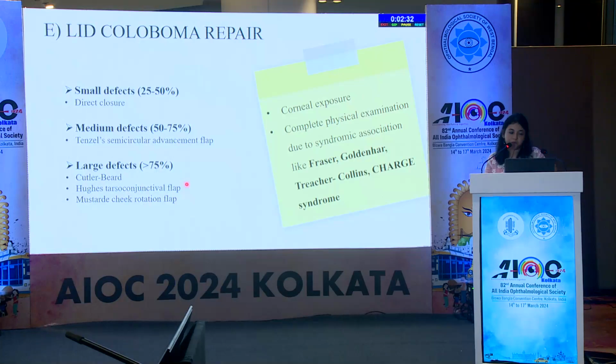A brief about coloboma repair. We won't go much into the depths of it because that involves a lot of reconstruction. Just remember that one, we have to do a complete physical examination in these patients to rule out syndromic associations like Fraser's and Goldenhar. And second, look at the amount of corneal exposure that occurs because of a coloboma. If it's too much and there is exposure keratopathy, it's important that we surgically intervene immediately.